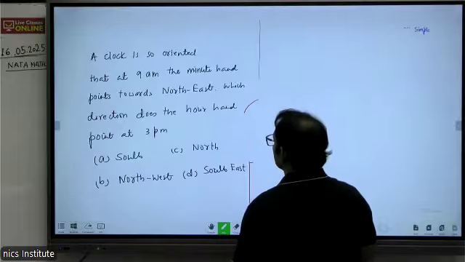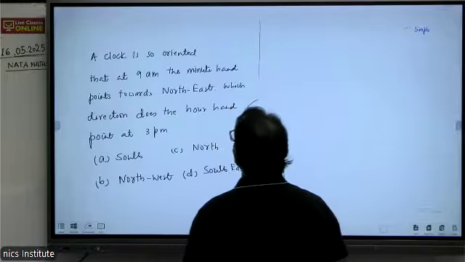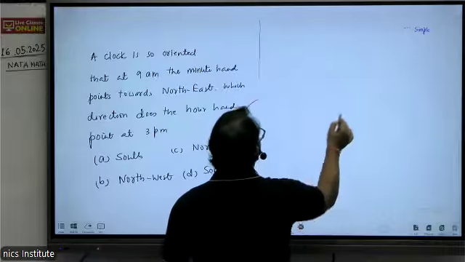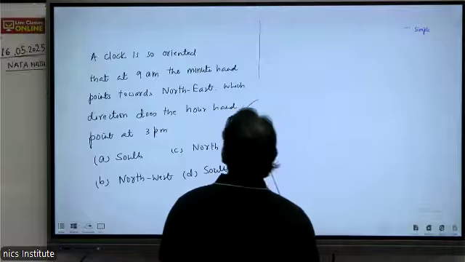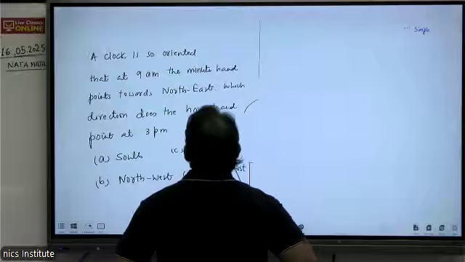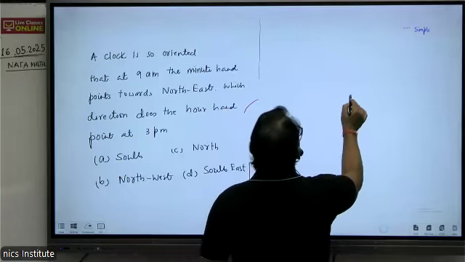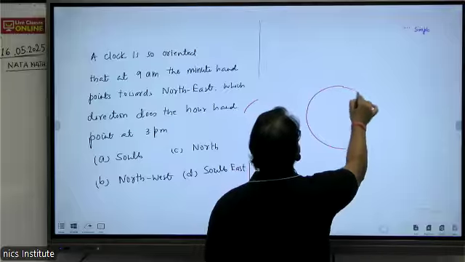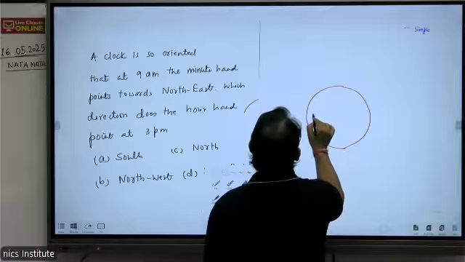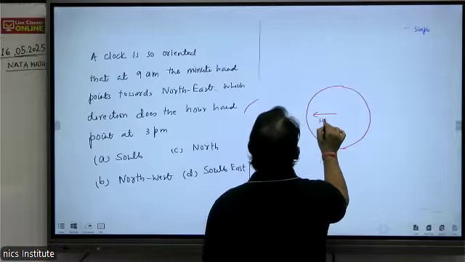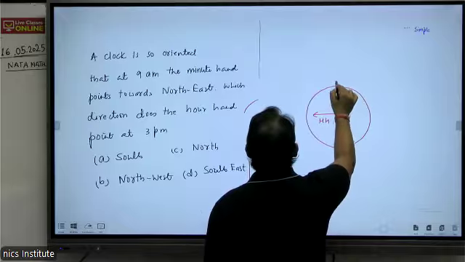Southeast. Sir, southeast. Yes, sir, south. The clock is so oriented that at 9 a.m. the minute hand points towards northeast. So you can draw the clock. 9 a.m. means the hour hand would be here and the minute hand would be here.